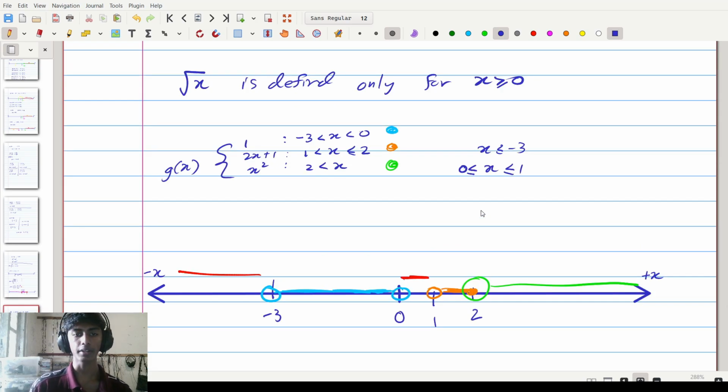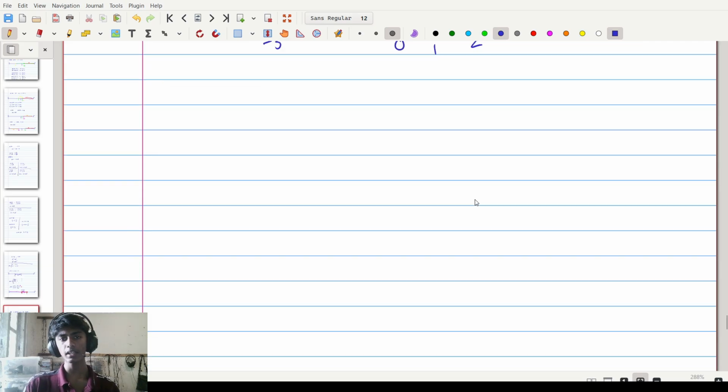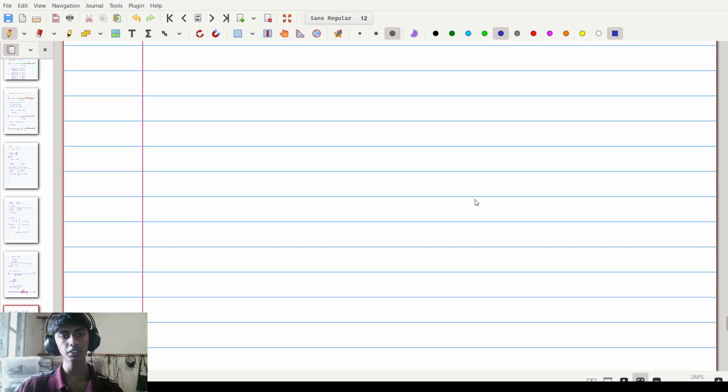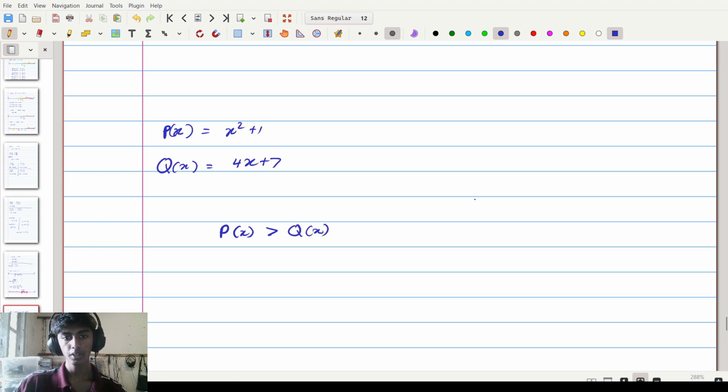That is totally fine. And finally, regarding inequalities with functions, let's consider, let's say, p of x and q of x. Let's say p of x is x squared plus 1 and q of x, let's say, is 4x plus 7. And let's say we want to find for which x's p of x is greater than q of x. How would we do this?